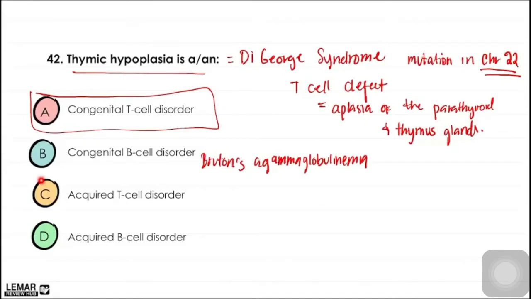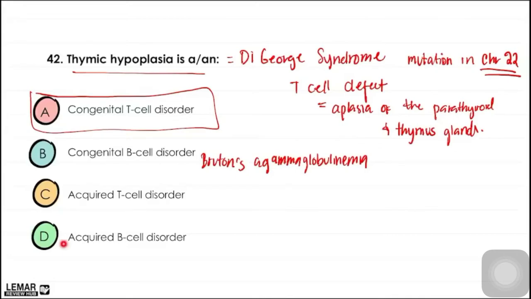We have your acquired T cell disorder. The most well-known acquired T cell disorder is acquired immunodeficiency syndrome or AIDS. The human immunodeficiency virus has a marked preference or target for the CD4 positive subset of T lymphocytes, leading to disorders in T cells. This is an acquired T cell disorder.